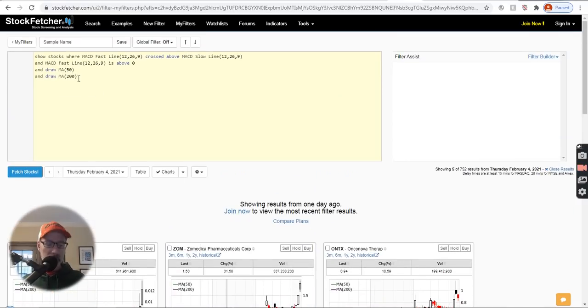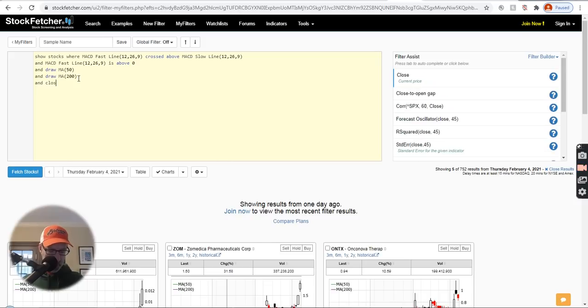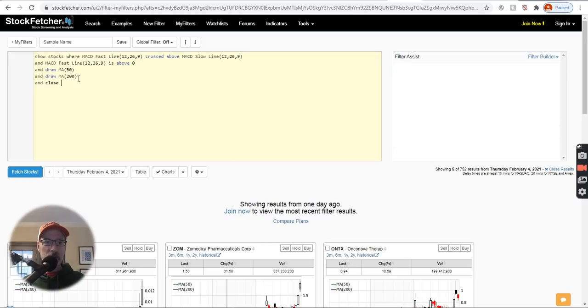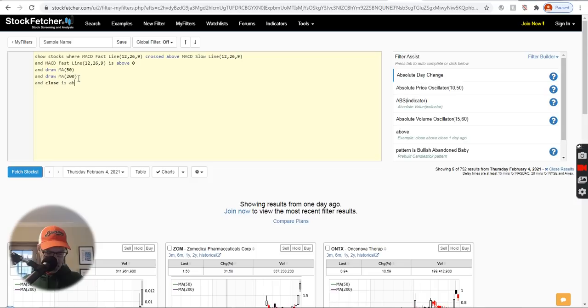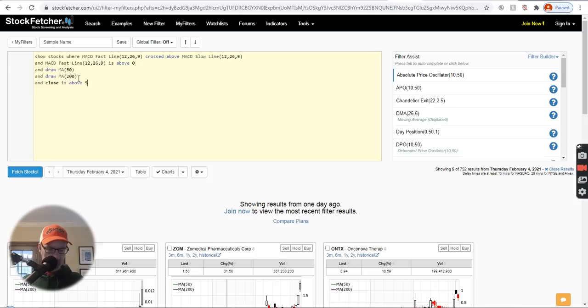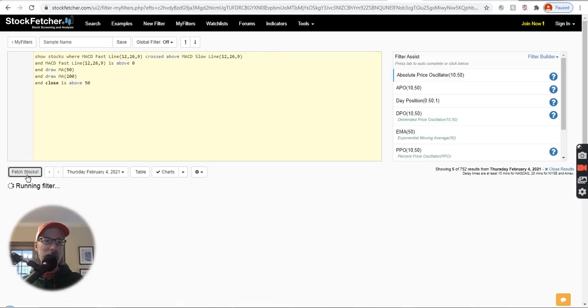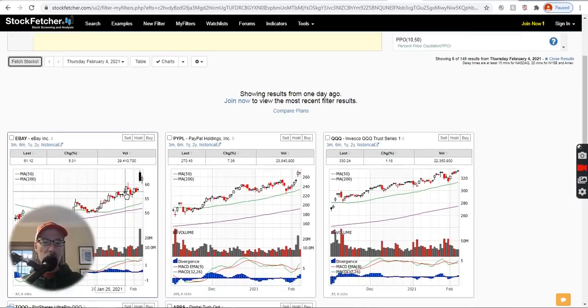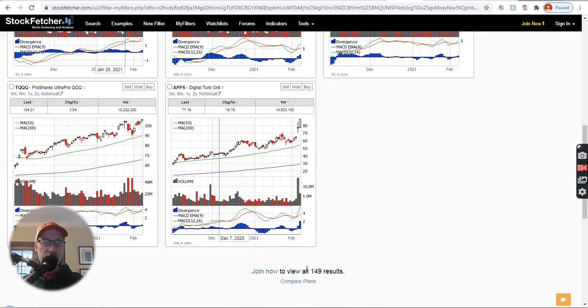You type in something like, and close, meaning the closing stock price is above 50. And that's telling me it's only going to look for stocks that are over $50 per share. And we click fetch stocks, and let's see what happens. So here's the top five stocks, and see it narrowed it down to 149 results from the 750 results.